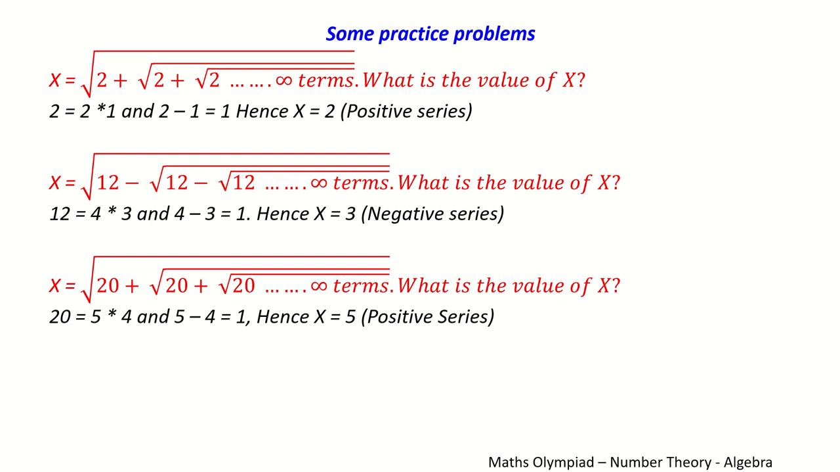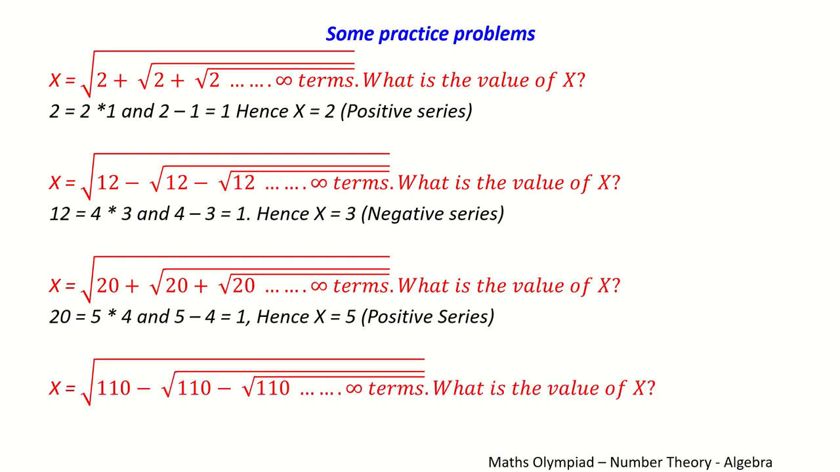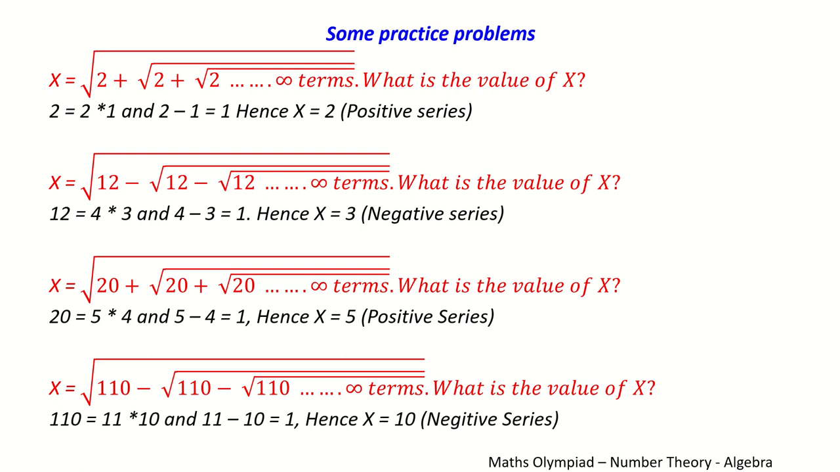So this is how we can easily solve these problems if they come in multiple choice. Now let's extend this same series and make it more general. Before that, one more problem. x equals square root of 110 minus square root of 110 minus square root of 110 minus square root of 110. 110 equals 11 into 10, and 11 minus 10 equals 1. Hence, it's a negative series, so we take the smaller value, x equals 10.